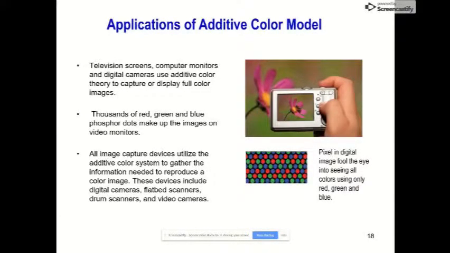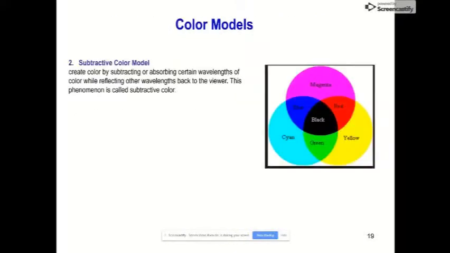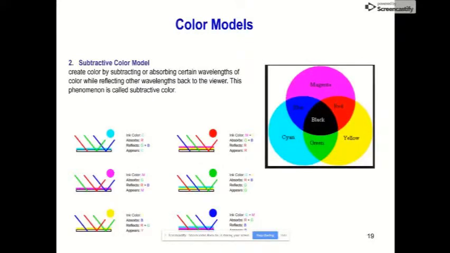A pixel in digital media fools the eye into seeing all the colors using only red, green, and blue. Coming to the second concept, subtractive color: just take a white sheet and subtract all other colors. If you subtract red from the white screen, you get green and blue, which is cyan. Likewise, we have multiple color combinations, which produce magenta and yellow. When you subtract all the colors from the white screen, we get black.